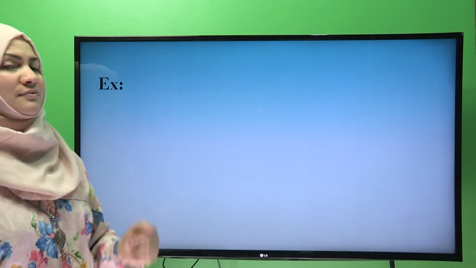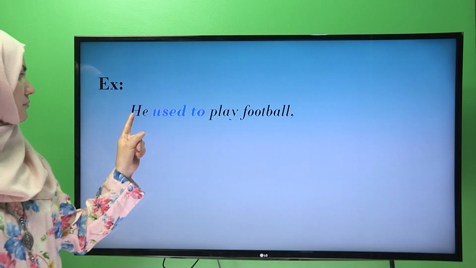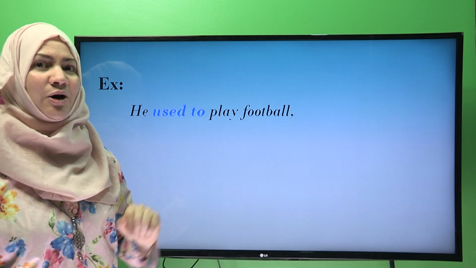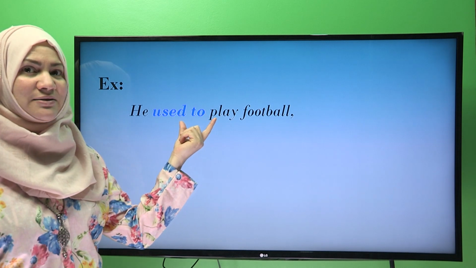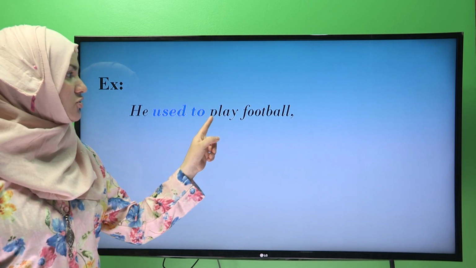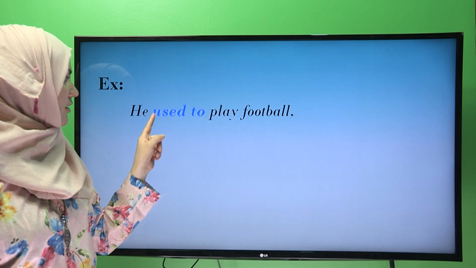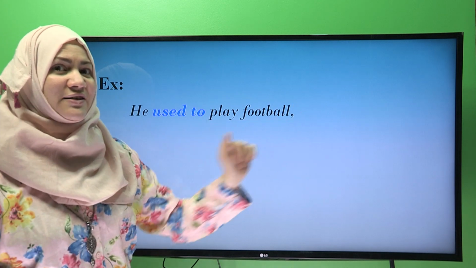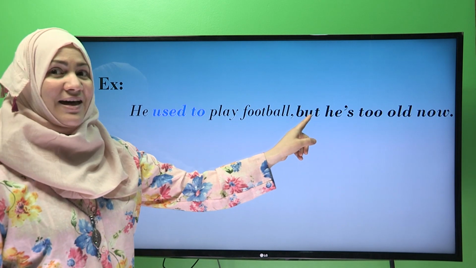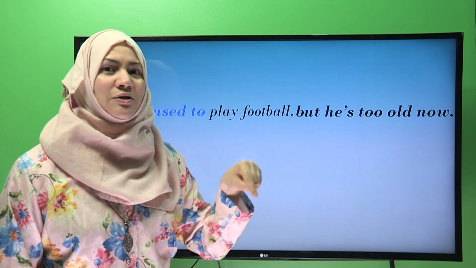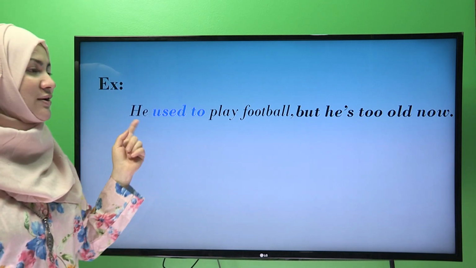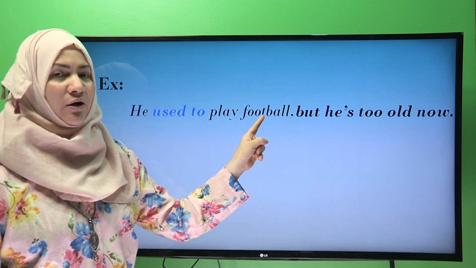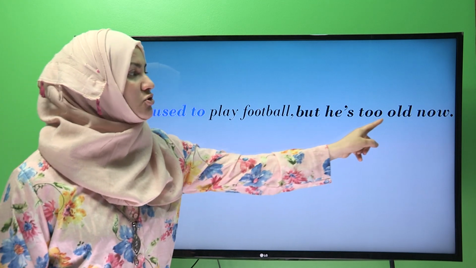Let's see together an example here. We read it. He used to play football. This is his habit. His habit here is to play football. Let's see together the rest of the sentence. But he is too old now. We read again the full sentence. He used to play football, but he is too old now.